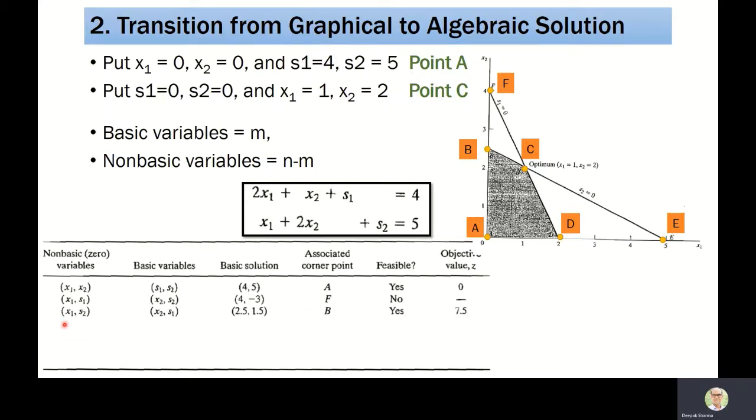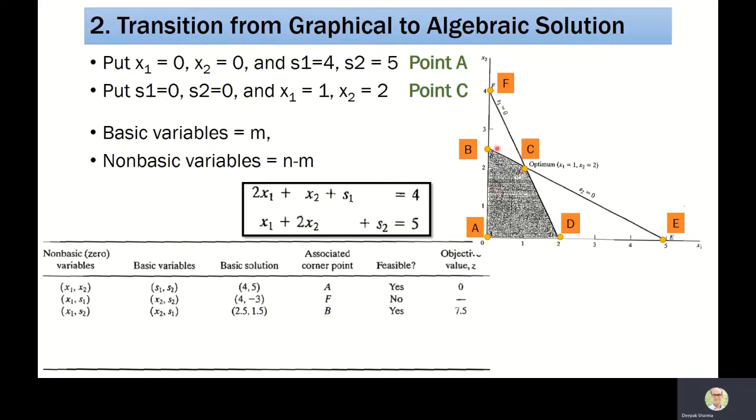Now let us take another combination, that x1 and s2 are non-basic, means both of them are 0. So in that case, x2 and s1 will become basic variables. Now let us go here. x1 is 0, s2 is 0. So x2 will become 5 by 2, which is 2.5. So we know that this is corresponding to the point B. We can calculate x2, s1 as 2.5 and 1.5. It is corresponding to the corner point B.